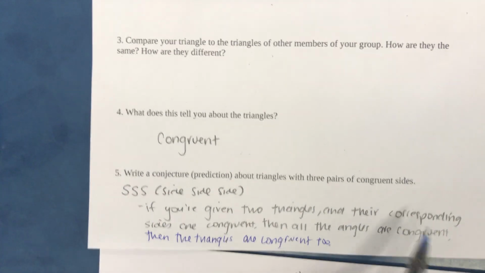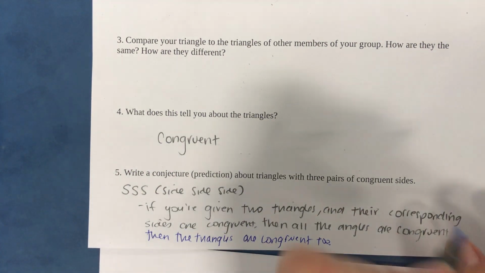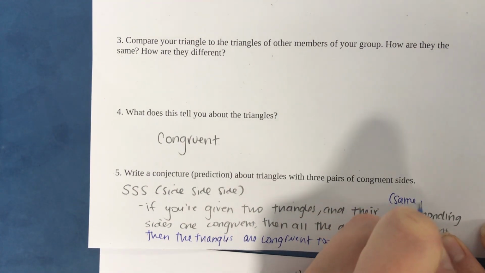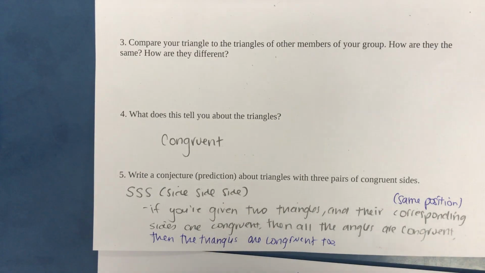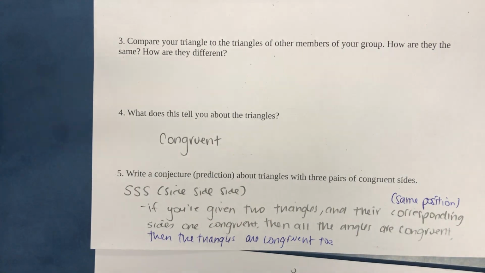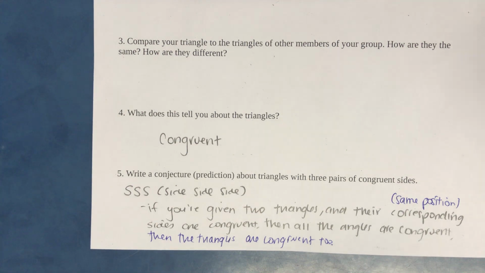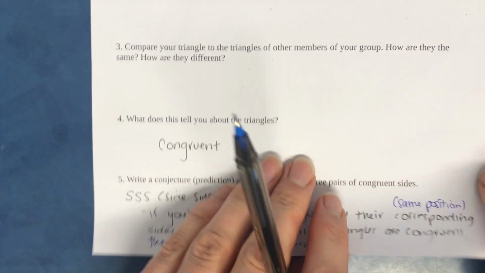Now when I mean corresponding, I mean same position. We talked about this a couple sections ago when we talked about alternate interior angles or corresponding angles. Think of that, the corresponding angles we were looking at, in what position are they, and they're in the same position if they're corresponding. So if I were comparing side lengths, I would want to make sure that they're in the same position and then check, are they congruent? So let's continue.